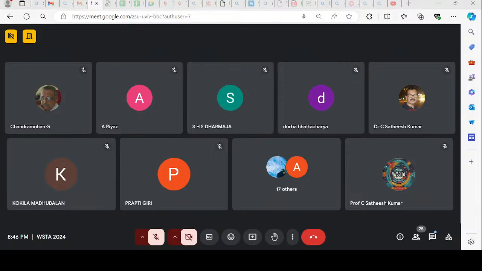I hope now you can introduce the chair and start the session. Okay. Bhagya? Yes, sir. Please introduce the chair. I hope the chair has joined. Yes, sir, he has joined. Okay. Please introduce the chair and initiate the session. Good evening, sir. Good evening.